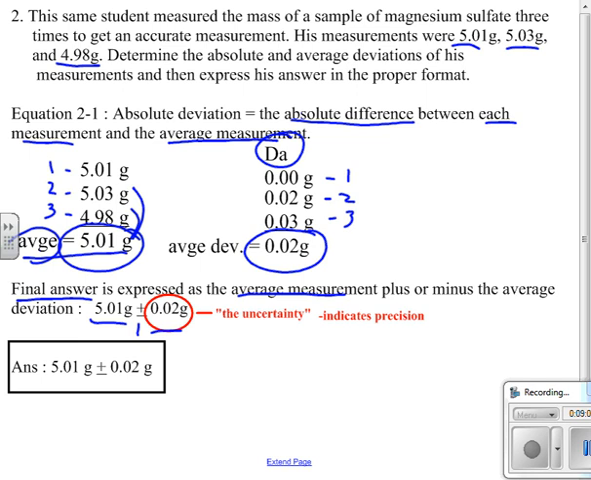That average deviation is called the uncertainty. That's how much we don't know the answer. It really could be 0.02 grams higher or 0.02 grams lower than that 5.01. And that indicates the precision of the measurement. And again, I'd like you to box in your answers to indicate the final answer.